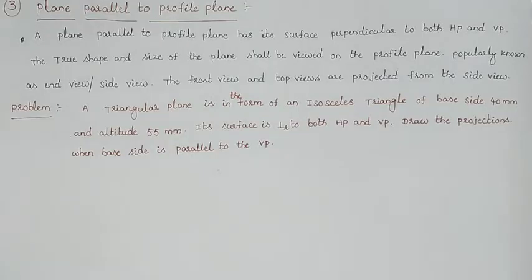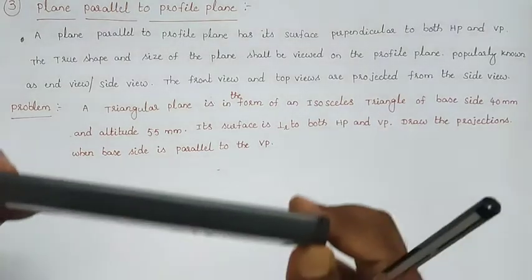Surface parallel to the profile plane. Or in other words, you can call it the plane surface parallel to the profile plane, which has its surface perpendicular to both HP and VP. So parallel to the profile plane means perpendicular to both the horizontal plane and the vertical plane. The true shape and size here, suppose I am taking this as the plane.